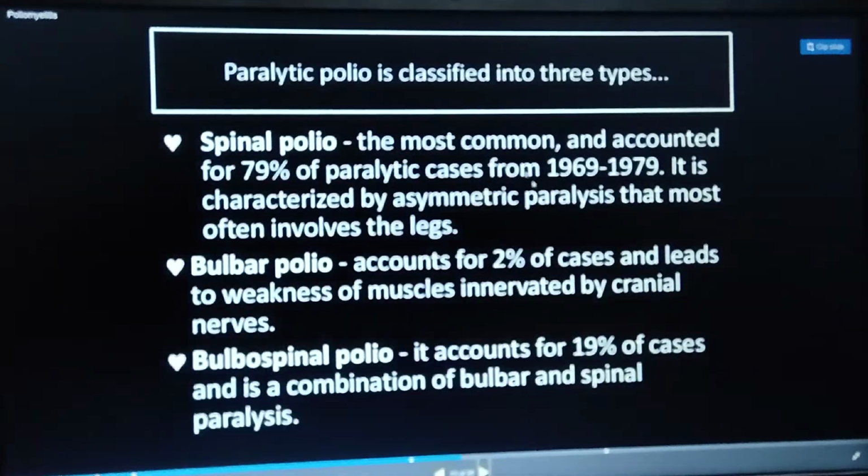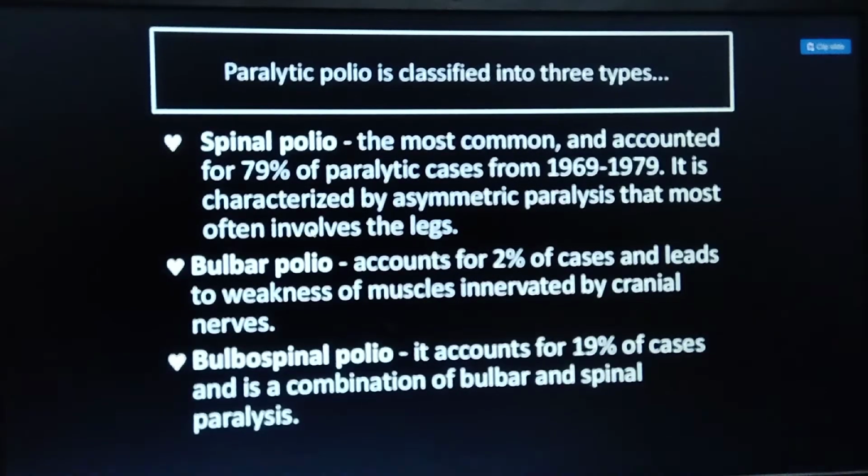Okay, we'll see that paralytic polio is classified into 3 types, the types of polio. First we'll see spinal polio. If the infection is transmitted to the spinal cord and causes paralysis in the spinal area, mostly the person gets paralysis of the legs. That is called spinal polio. Bulbar polio means weakening of the muscles, which is caused by cranial nerve damage.